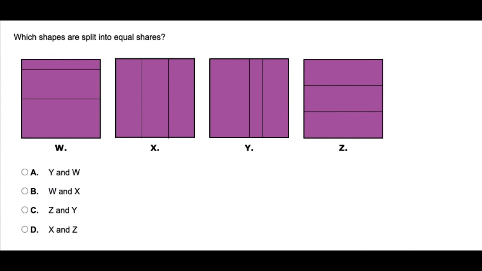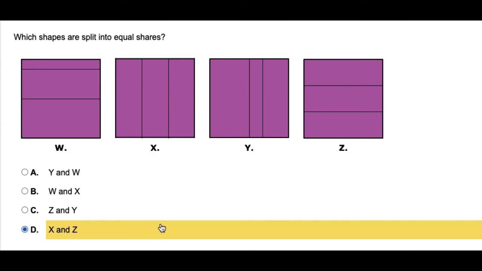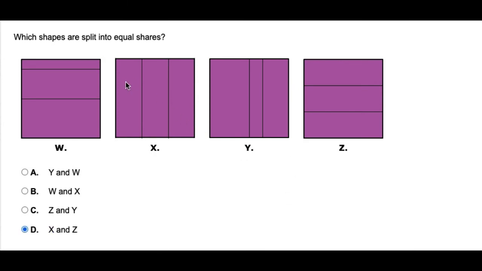What shapes are split into equal shares? X and Z. Because X is one whole piece, and it is the same size as the others. This is one whole piece, okay, right?